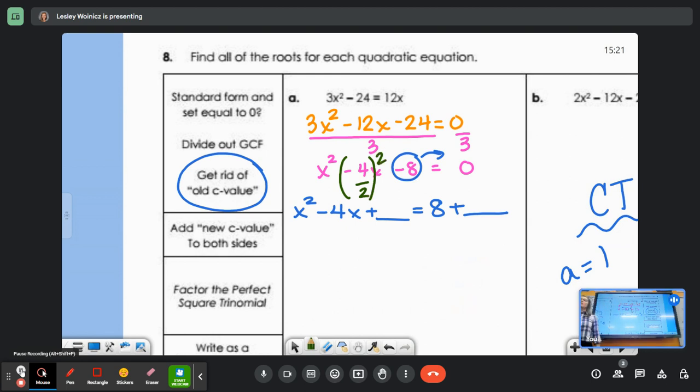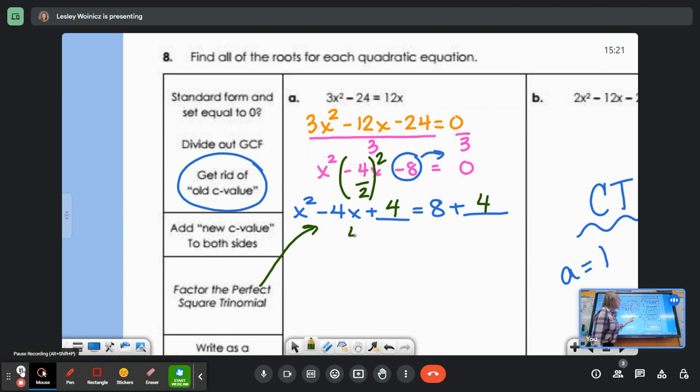So negative 4 chopped in half is negative 2. 2 squared is 4. Whenever we add our new C value, it would be positive because regardless of whether we're squaring a negative or a positive, we get a positive. Now we have made a perfect square trinomial. And we have to factor it to make a squared binomial.